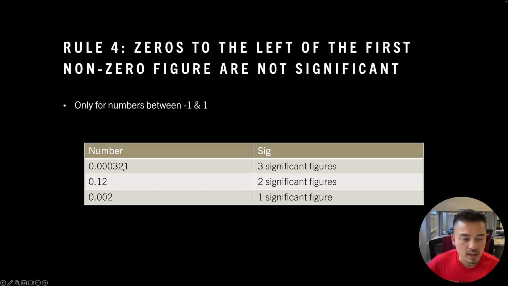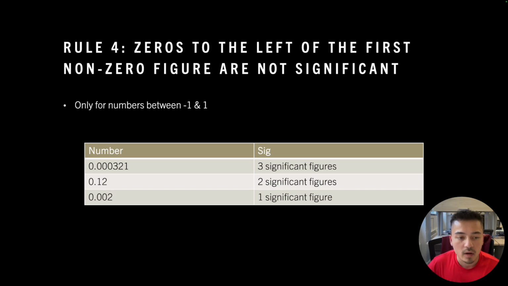So this example here, 0.000321, has 3 significant figures. It has a 3, has a 2, and has a 1. So these 3 are significant. These 4 zeros are not significant. These are just placeholders, okay? So since there's a 0 before the decimal place, that means that all of these, until the first non-zero digit, will be not significant. An example like 0.12 only has 2 significant figures. And a number like 0.002 will only have 1 significant figure. So please make sure that you have this down, okay?